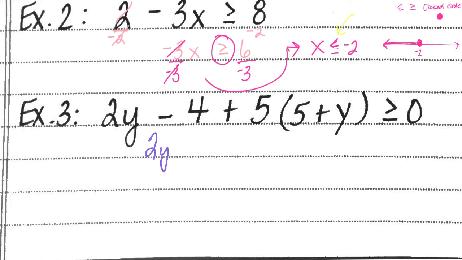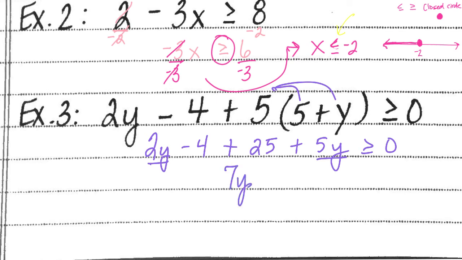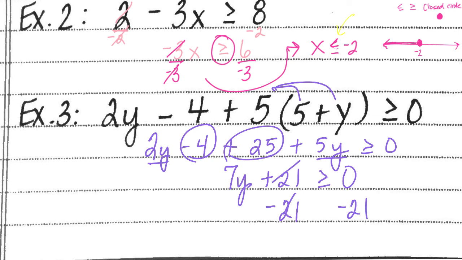I have 2y minus 4 plus 25 plus 5y is greater than or equal to 0. Distribute. When I add like terms, 2y and 5y is 7y. Add like terms, -4 and positive 25 is positive 21 is greater than or equal to 0. Continuing to solve, when I subtract 21 to each side, I get 7y is greater than or equal to -21.